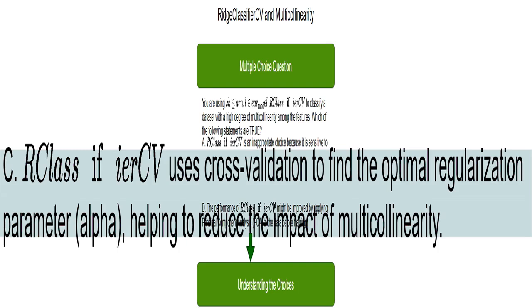This statement says that cross-validation helps RidgeClassifierCV deal with multicollinearity by finding the best alpha. Alpha controls how much the model shrinks the feature weights to prevent overfitting. Cross-validation is a great strategy because it helps prevent overfitting the training data and leads to more robust results. So, this statement is true.